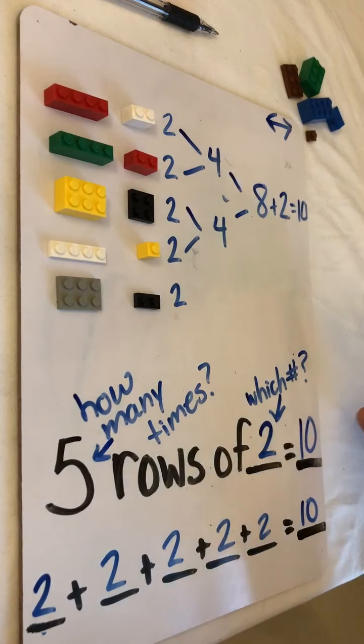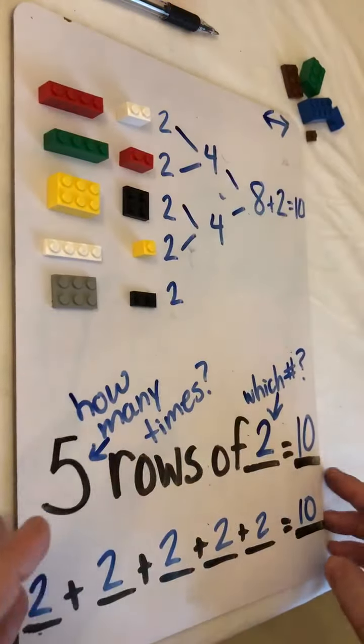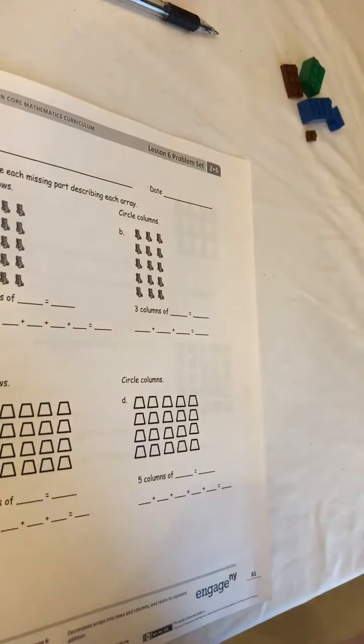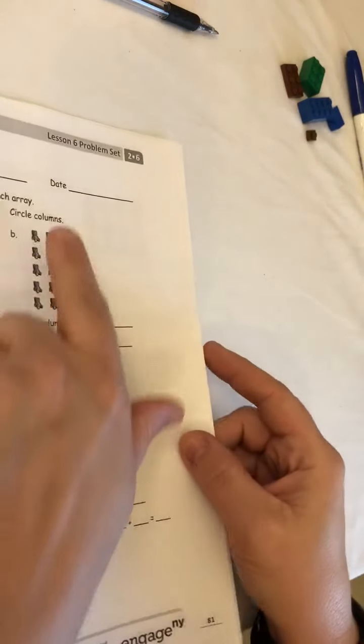All right. So that's the first example. And if it helps you to use the Legos, please do that. That is what they're for. And sometimes when we're learning a new concept, it's just easier for us to take a look at something we can move around, okay? All right, now we're gonna do columns.